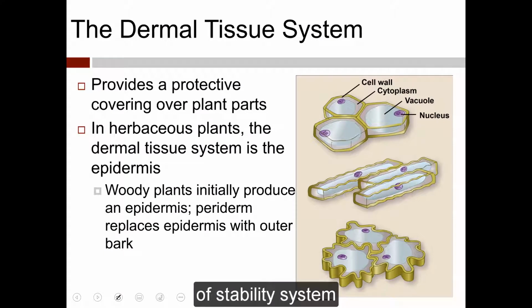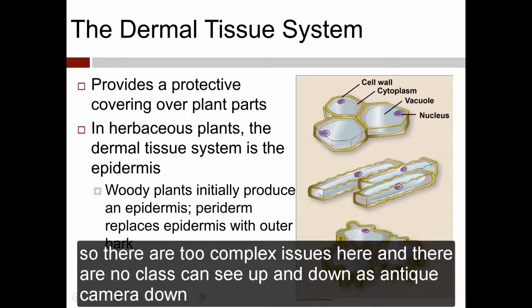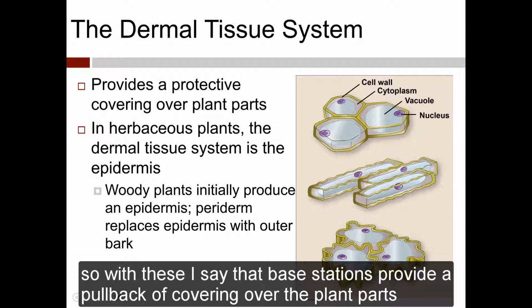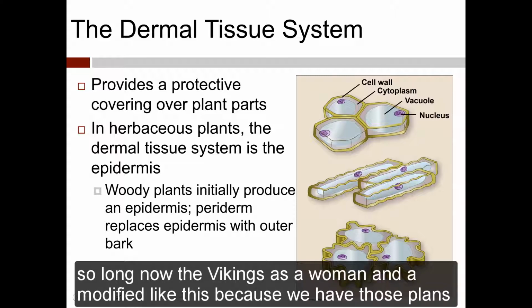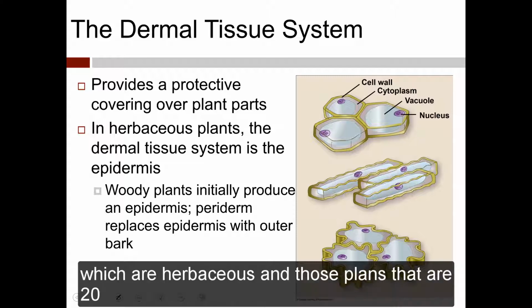All right, dermal tissue system. So there are two complex tissues here, and they are known as the epidermis and periderm. So with these, I say that these tissues provide a protective covering over the plant parts. So I'll now divide things just a little bit. And I'm going to divide it like this because we have those plants which are herbaceous and those plants that are woody. Let us begin.